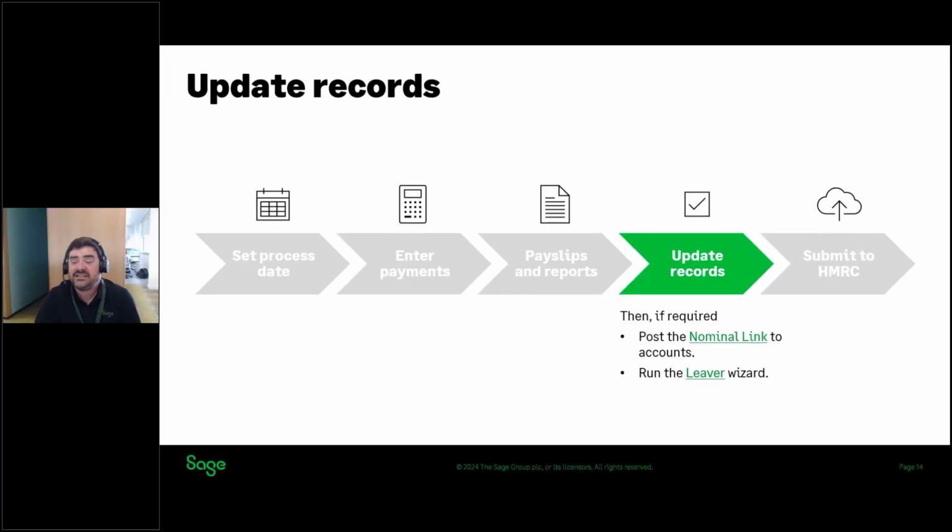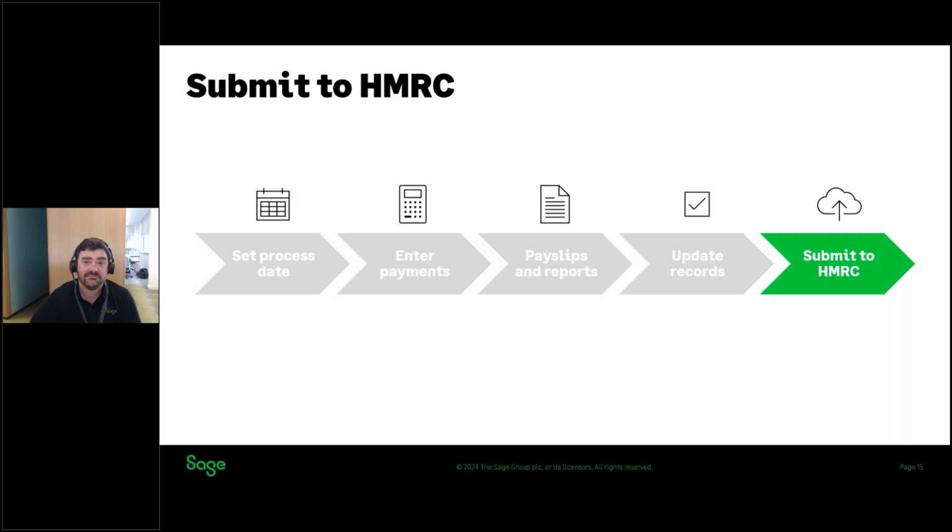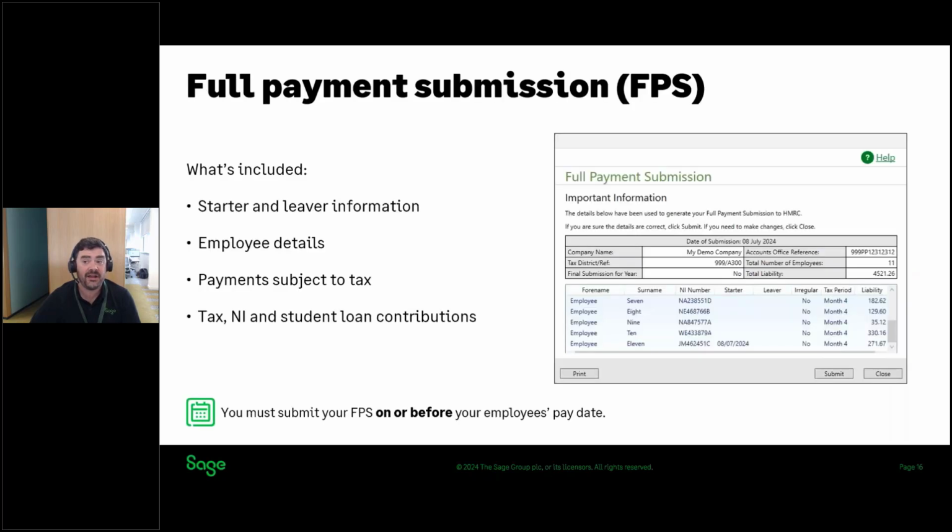So we have now updated the records, which has saved the current payment values to the year to dates and created that historical entry. If required, you could post the nominal link at this point and run the leaver wizard for anyone that was leaving. Final step was submitting to HMRC as part of a full payment submission.